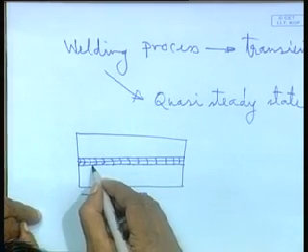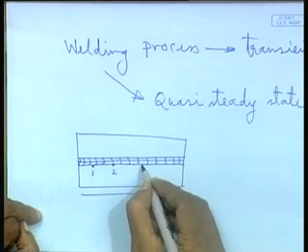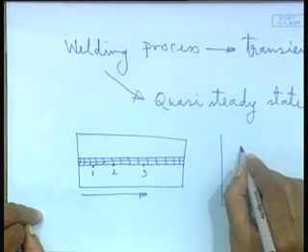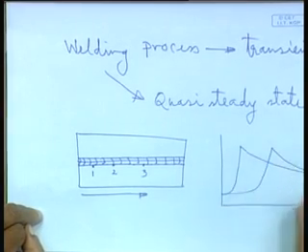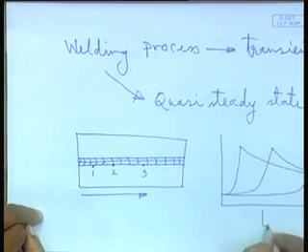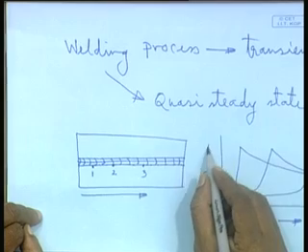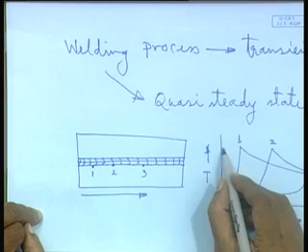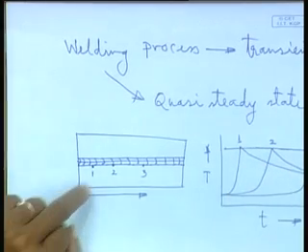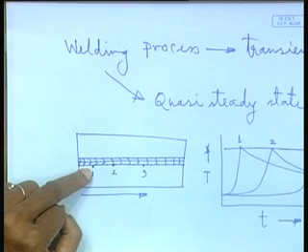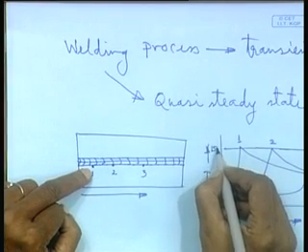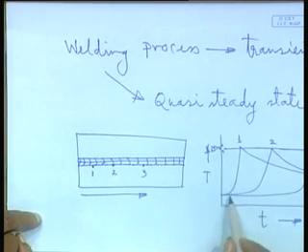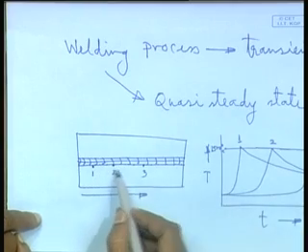Supposing I measured the temperature here, 1, 2, 3. How will I see? We will see like this. This is my time, temperature. 1, 2, 3. All these temperatures are same. Say I am taking at the boundary of the fusion zone. That means it is 1500 degrees centigrade, the melting temperature, 1500 degrees centigrade, right.